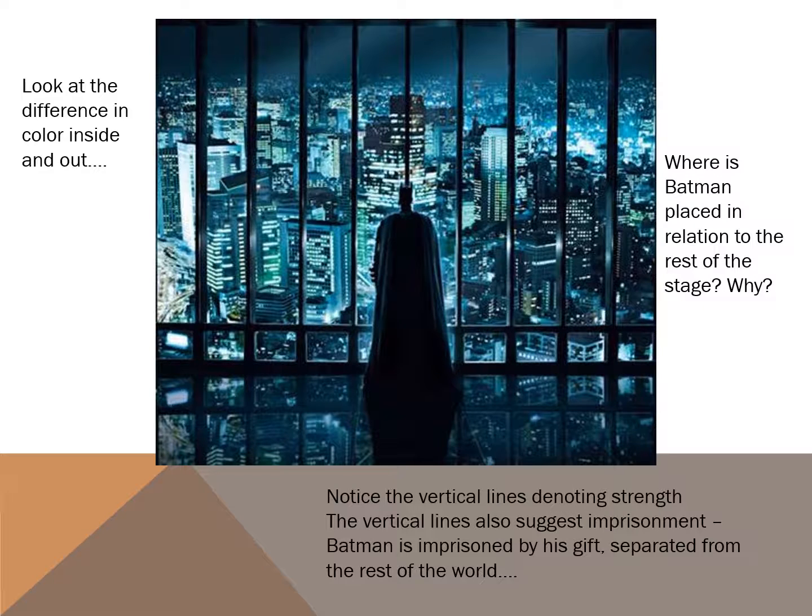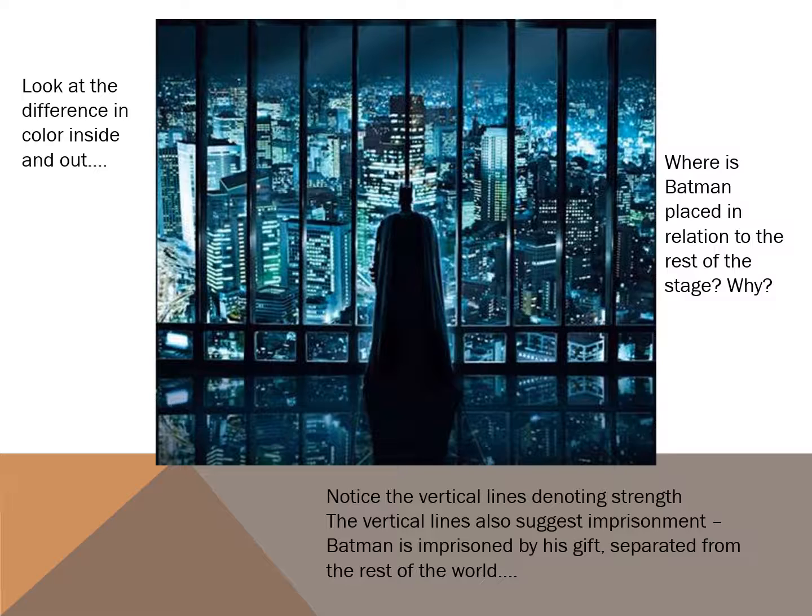Okay, so here's a shot from one of the Batman movies, Dark Knight, I believe. First thing I want you to notice, look at the difference in color inside and out. While there is a dark bluish tint to the entire frame, outside of the building is lighter. There's much more activity, it's bright, whereas inside where Batman is standing is darker, more toned down, more isolated.